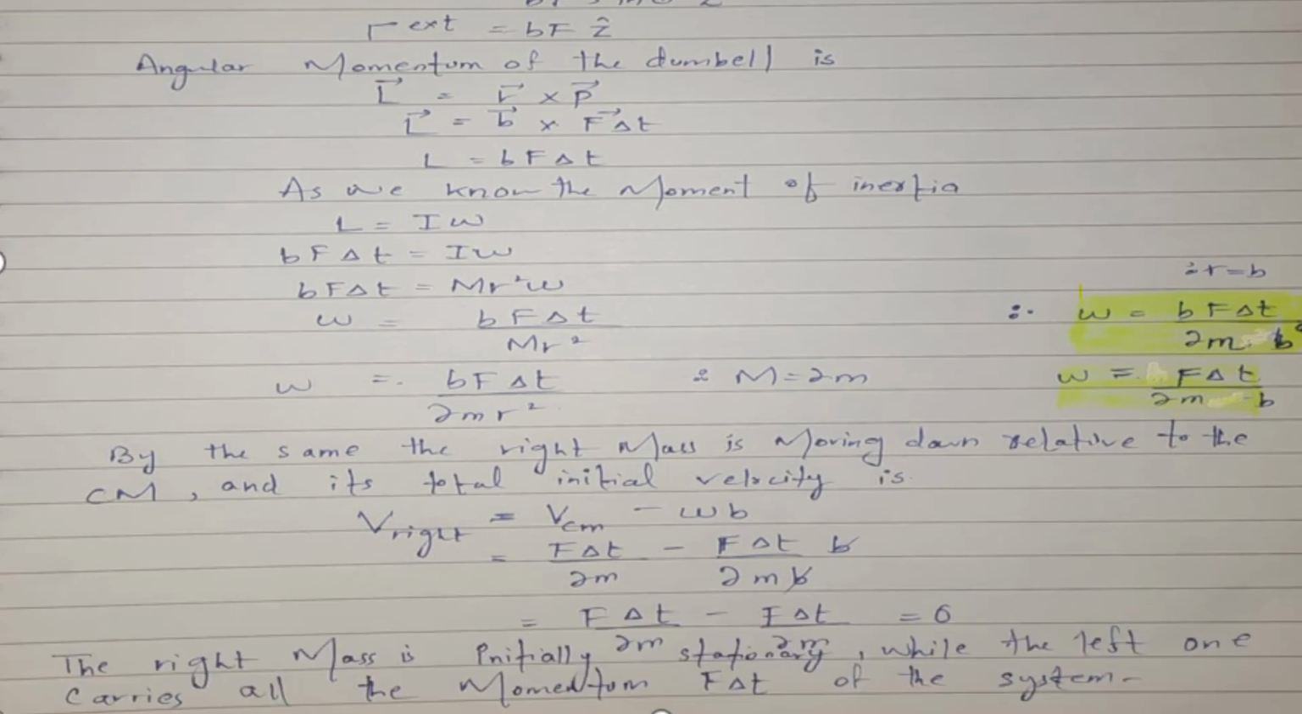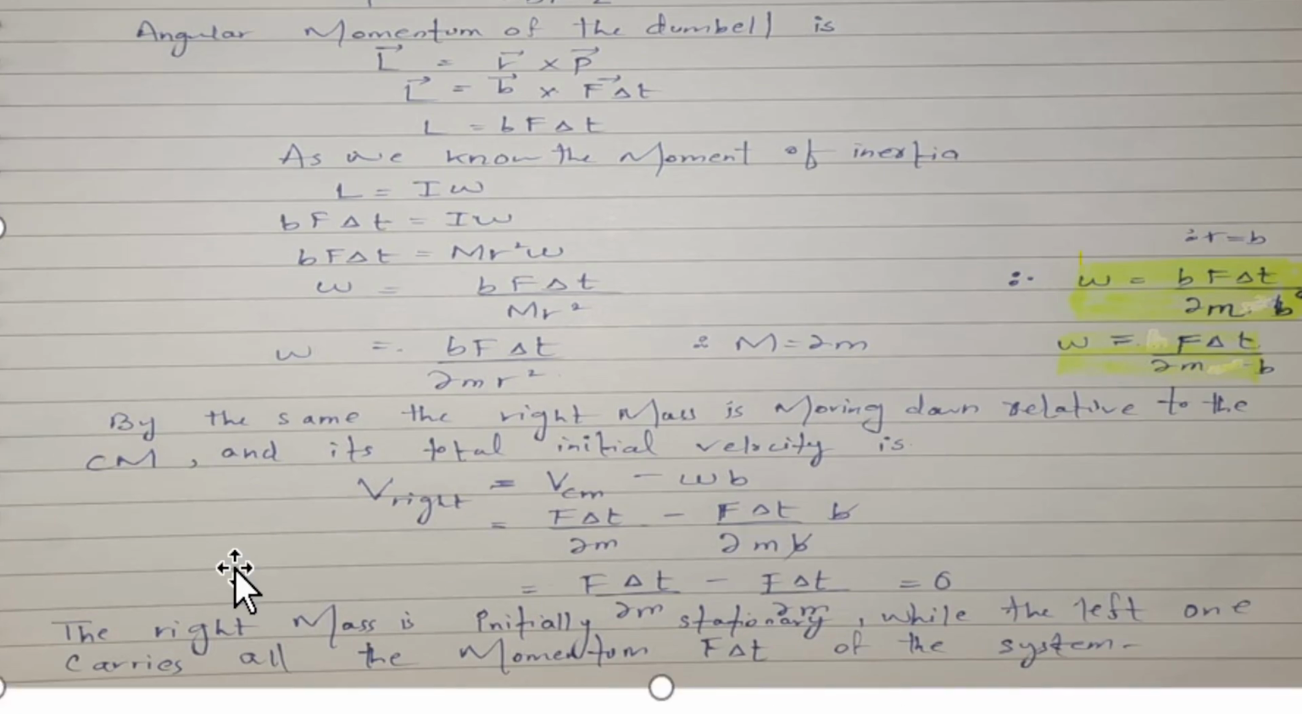Further, after putting in the values which we found for this velocity and this omega value, and after cancelling, we will get the same terms, and the difference of these terms will be 0. So what do we get? The right mass is initially stationary. It's obvious because this is 0, while the left one carries all the momentum, force times the short time interval, of the system.